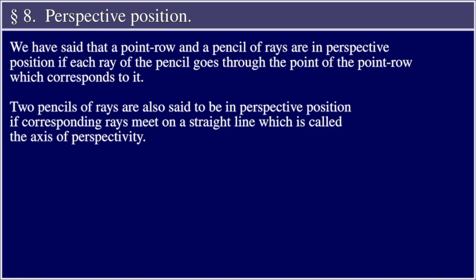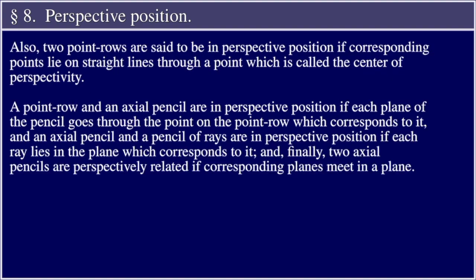Section 8. Perspective Position. We have said that a point row and a pencil of rays are in perspective position if each ray of the pencil goes through the point of the point row which corresponds to it. Two pencils of rays are also said to be in perspective position if corresponding rays meet on a straight line, which is called the axis of perspectivity. Also, two point rows are said to be in perspective position if corresponding points lie on straight lines through a point which is called the center of perspectivity.